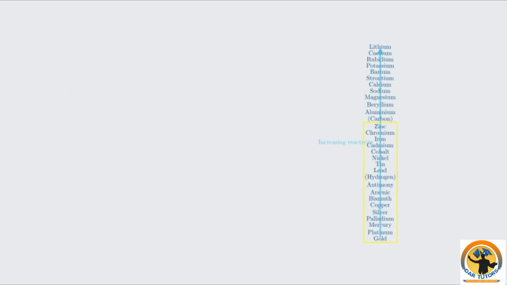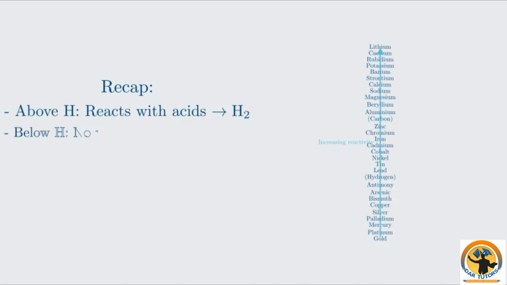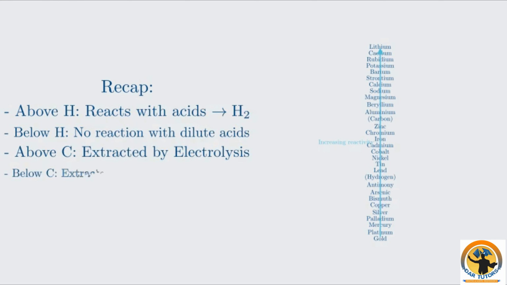To recap, a metal's position in the reactivity series determines its reaction with water, acids, and carbon. More reactive metals react with water and acids, while less reactive metals do not. The position relative to carbon dictates the most effective method for extracting the metal from its ore. By using the reactivity series as a guide, we can predict the chemical behavior of metals.